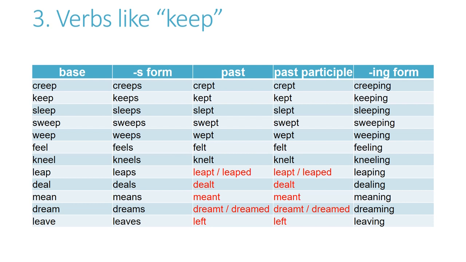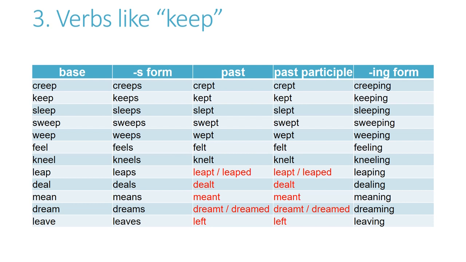Leap, leapt, leapt. Now the thing about leap is it has two forms. One is leapt, which adds the T sound and keeps it in the short vowel sound. Another form is what we call the regular form, which adds simply an ED ending. And in that case, the sound doesn't change. So it would go leap, leaped, leaped.